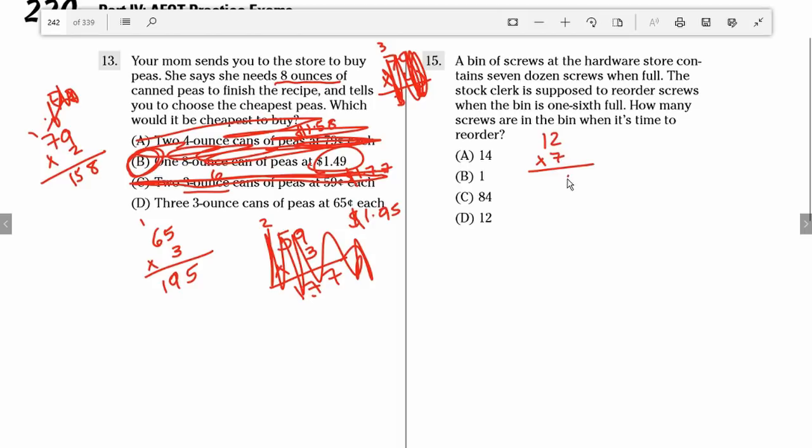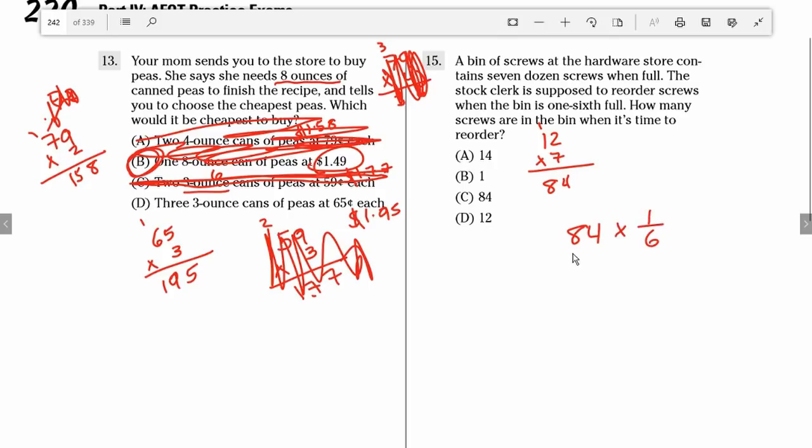2 times 7 is 14. Carry the 1. 7 times 1 is 7, plus 1 is 8. So we know there's supposed to be 84 screws in the bin. And the stock clerk has to refill the bin when it gets to 1/6 full. So we're going to take 84, multiply that by 1/6.